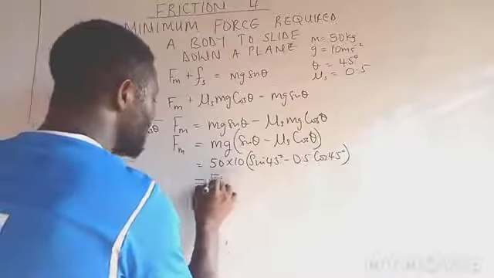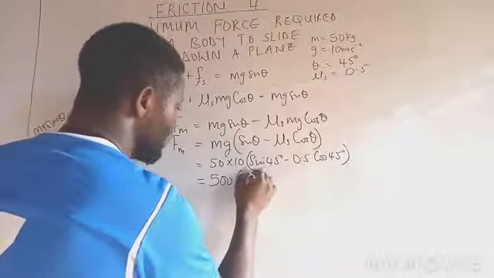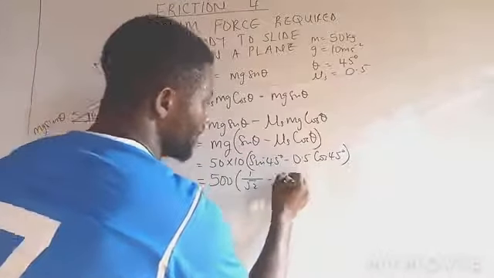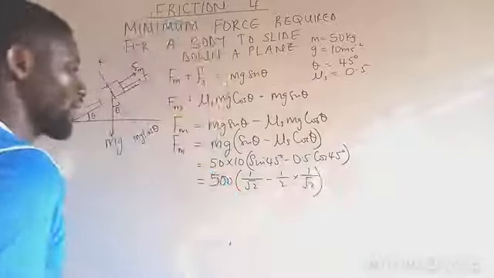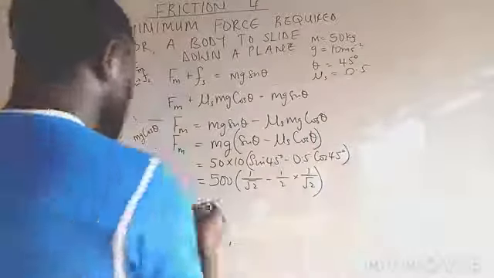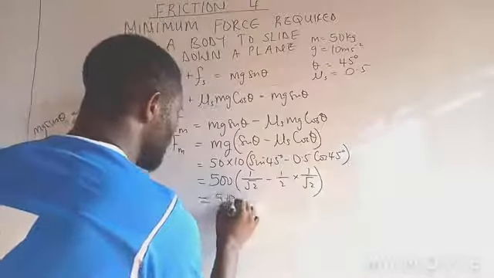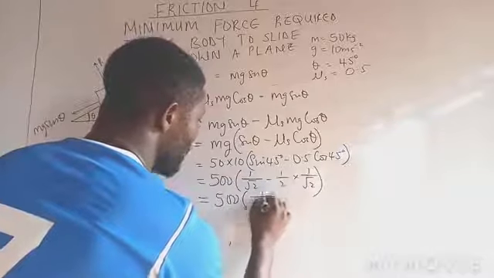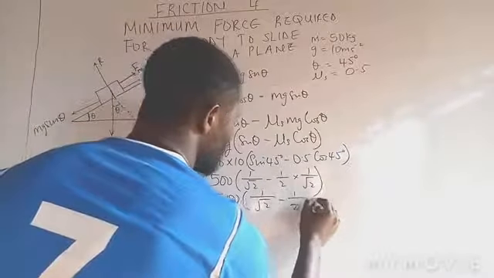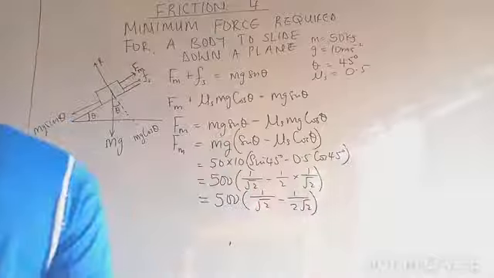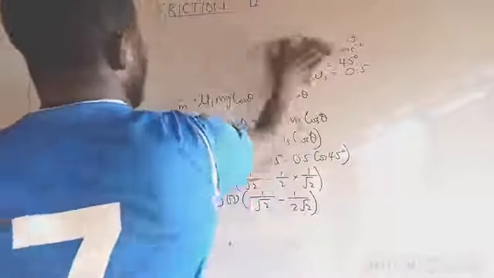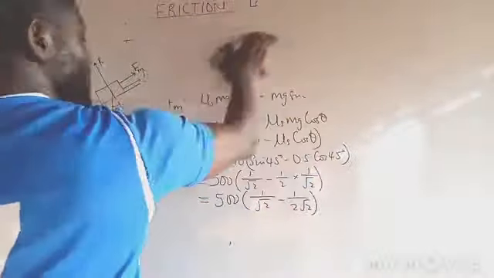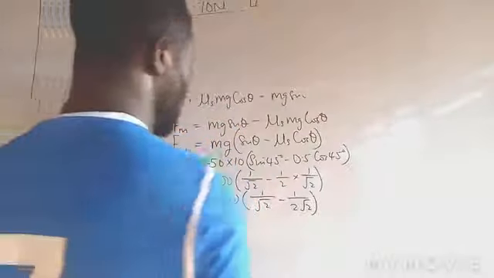This will give me 500, open bracket, 1 over root 2 minus 1 over 2 times 1 over root 2. All right, so this will give us 500, open bracket, 1 over root 2 minus 1 over 2 root 2. Since I don't have my calculator here, let me clean these parts and then continue.